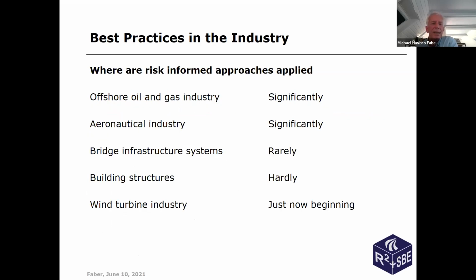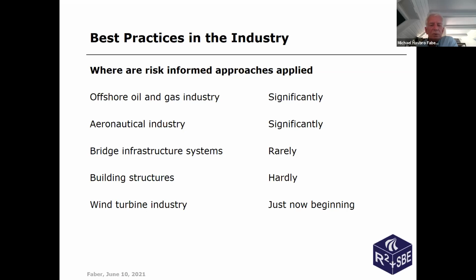Looking at best practices in the industry, in the oil and gas industry, whether it's fixed structures or floating structures, these risk-informed approaches are significantly applied. This is a high-risk industry, and they realized at an early time that it's a good idea to get control of damage developments. The aeronautical industry is the same thing. We don't hear too much about it. Most of it is done in-house.